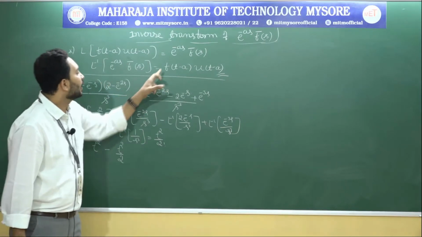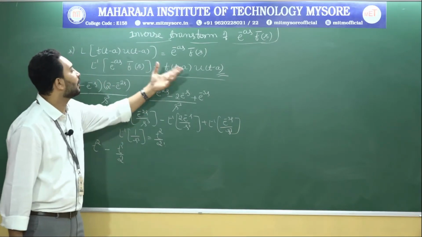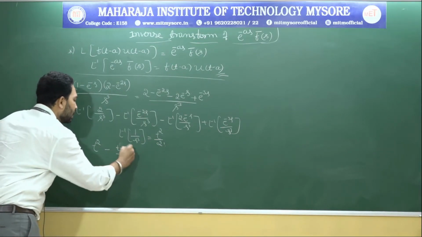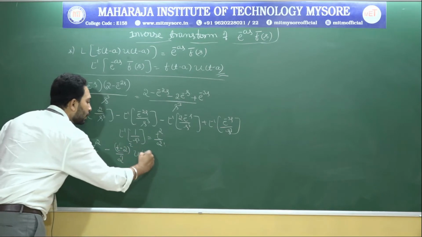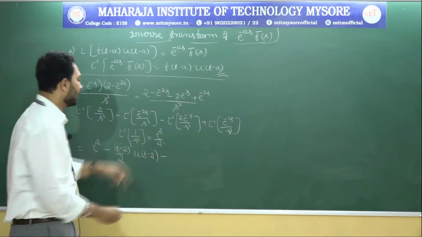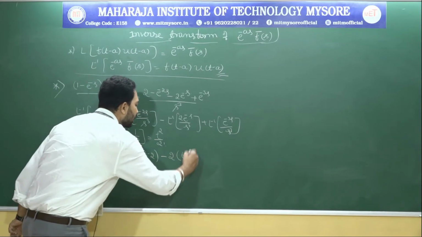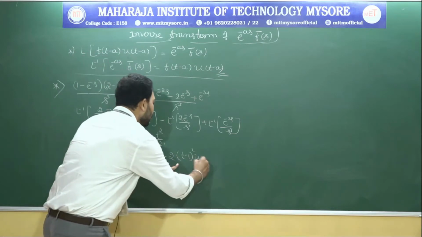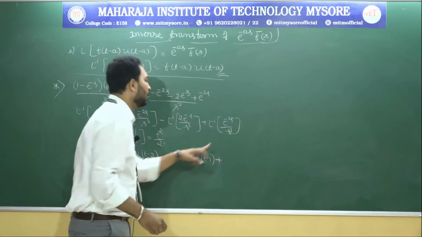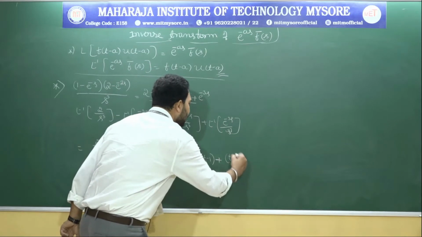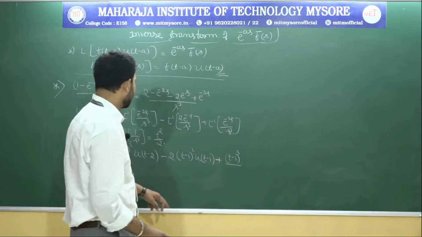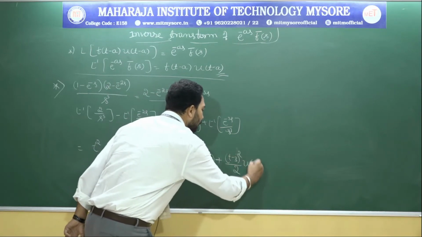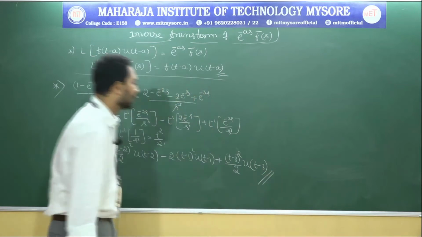Now I have to write this in the form of f of t minus a. What is a here? 2. So this becomes t minus 2 whole square into u into t minus 2. Similarly this one, minus 2 into t minus 1 whole square into u into t minus 1, plus 1 over s cube. Finally this one is t minus 3 whole square by 2 into u into t minus 3.